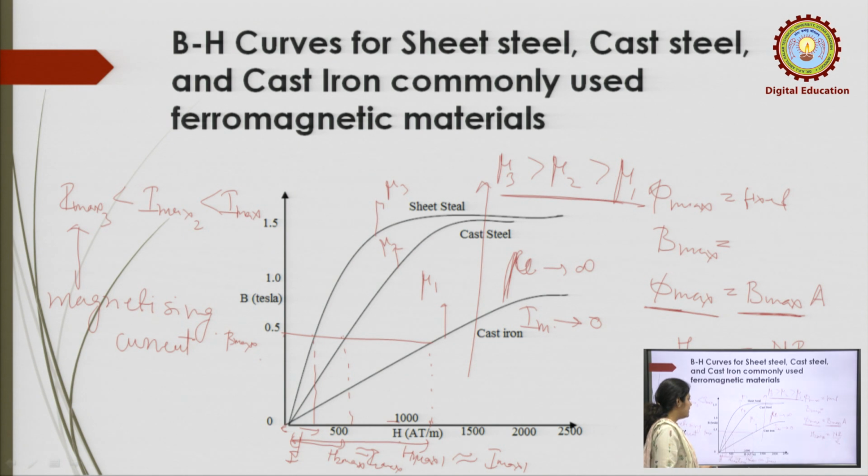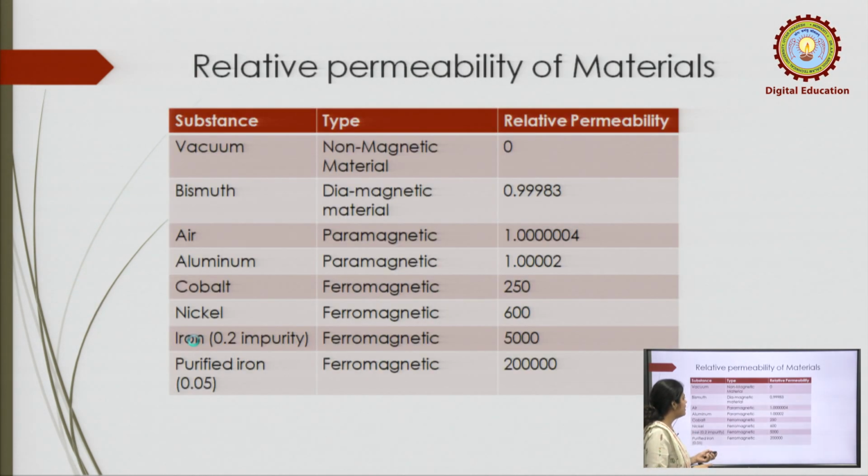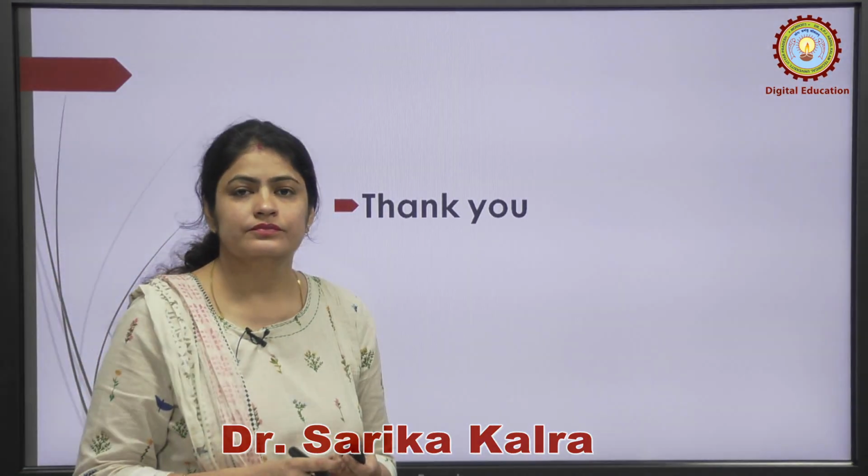Okay. So, this is the basic material property: the requirement of the magnetizing current will reduce by choosing a material of higher permeability for the production of the constant flux. I already explained this BH curve. These are some relative permeabilities of the materials, by which you can choose which kind of material you are using to build the transformer. Okay. Thank you.